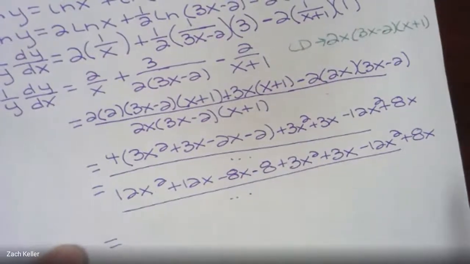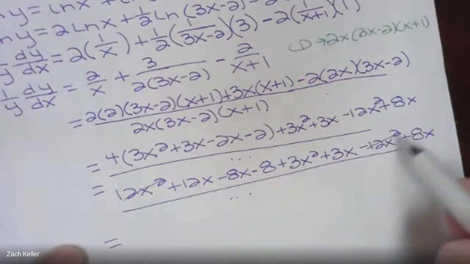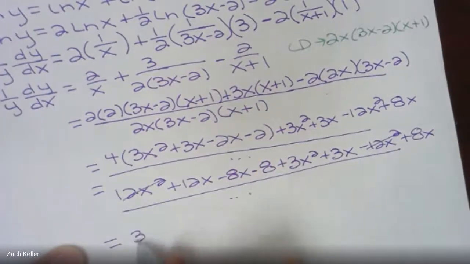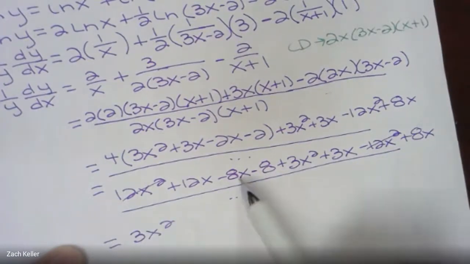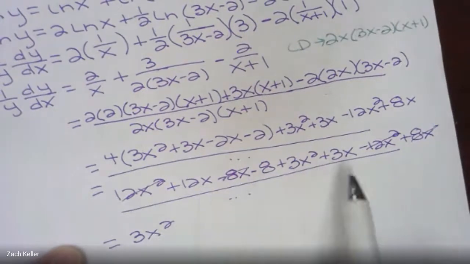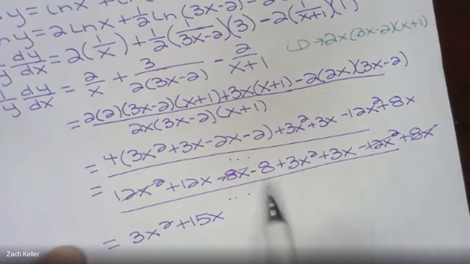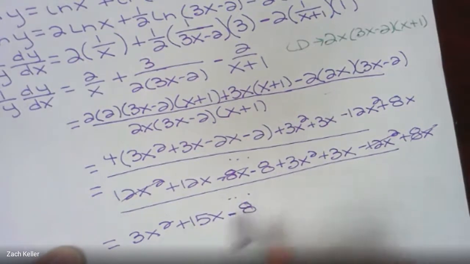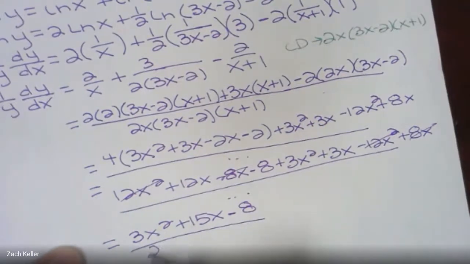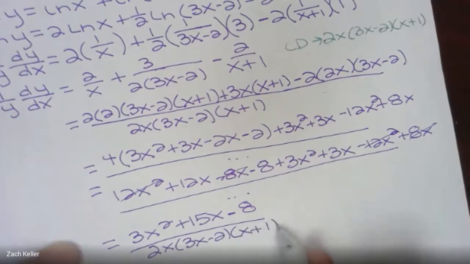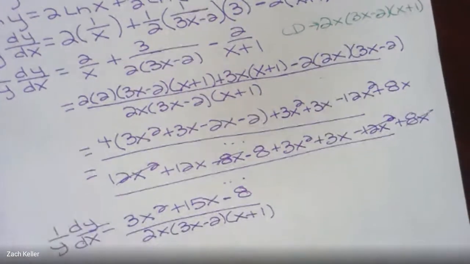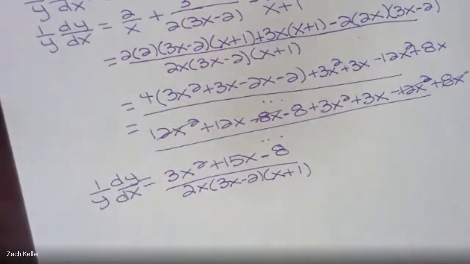Let's do x squared, so the x squareds cancel. I have a 3x squared left. The 8x's cancel. 12x and 3x, 15x. And then I have the minus 8 all over 2x, 3x minus 2, x plus 1. And I still have the 1 over y, dy over dx. Okay, lots of simplification on that one. Questions on that so far?